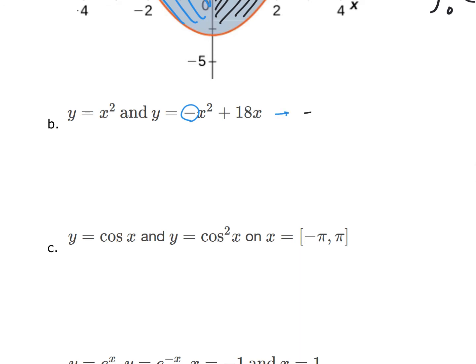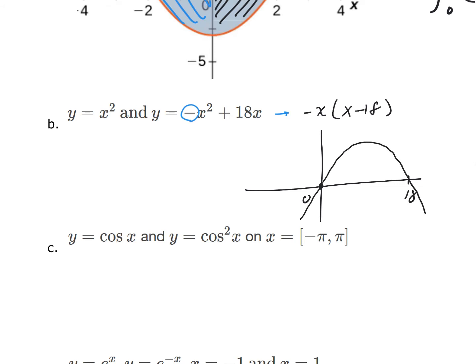Factoring the negative out, so I have negative x, will factor out, leaving me x minus 18. Then this tells me that this graph is going to be a parabolic shape that's going to cross at 0 and at 18. And it's a negative coefficient, so it's going to look something like that. My y is equal to x squared. Well, that's a quadratic. That's going to look something like that.